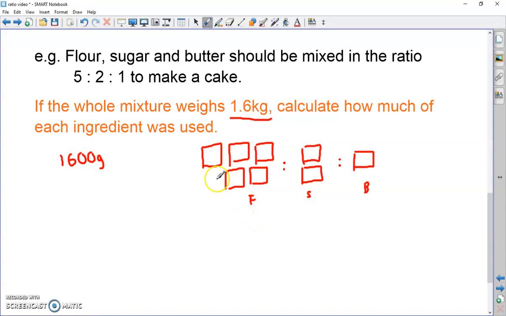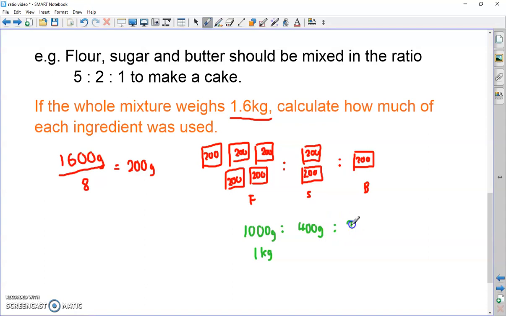How many parts is that all together? Well, the 1,600 grams is 8 parts. Divide it and you get 200 each. So 200, 200, 200, 200, 200. All of these worth 200. 1,600 divided by 8. So we end up with 1,000 grams or 1 kilogram of flour, 400 grams of sugar, 200 grams of butter. Okay, and that's that one done. So count the parts, divide. If, only if, 1.6 is all of the parts added up.